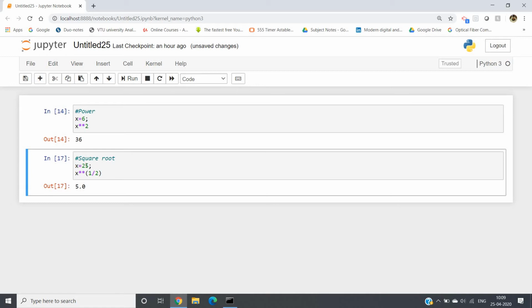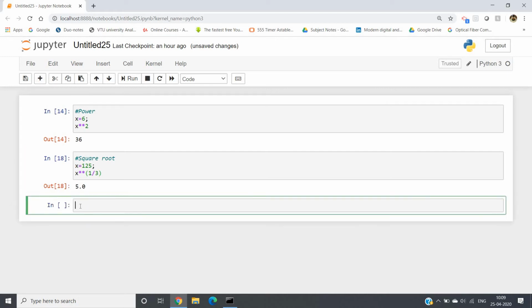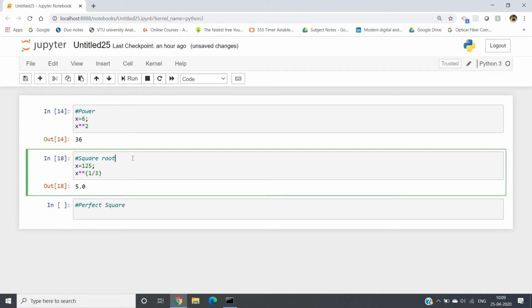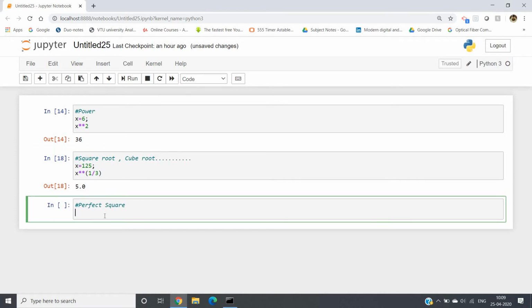Like that you can calculate cube root also. Suppose I am writing 125 and I want to calculate the cube root. Cube root means to the power 1 by 3. So as soon as you write 1 by 3, you will get 5, because the cube root of 125 is 5, right? Now next, another very important concept, that is perfect square. Here, let me write, square root, cube root, or any root you can calculate, right? So now the perfect square concept.